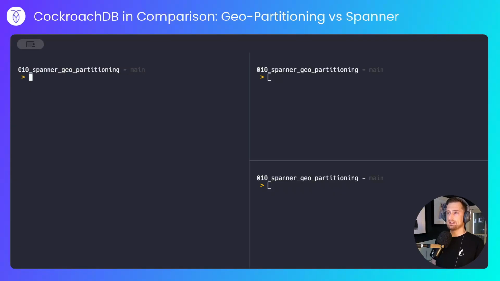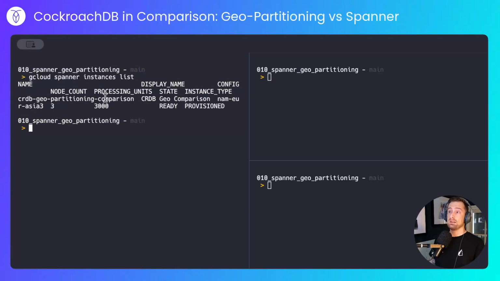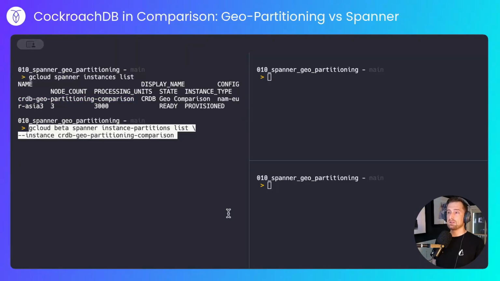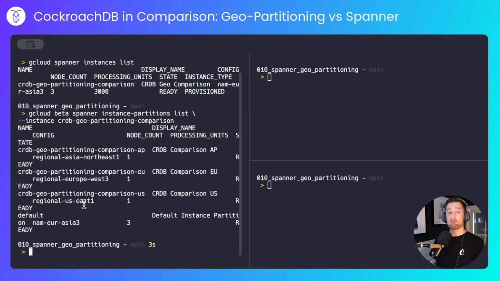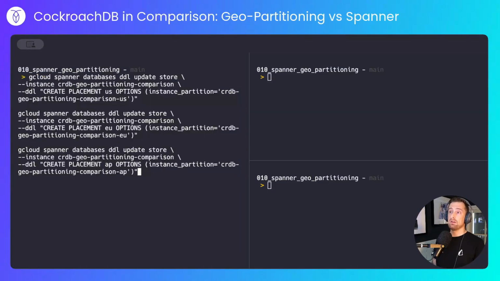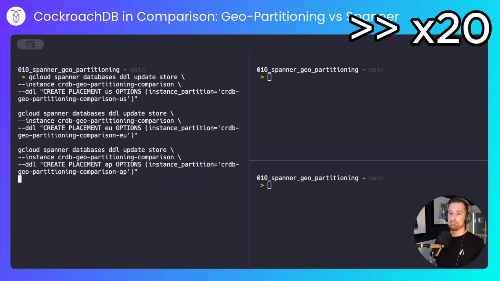With those created, let's see what we've got in Spanner now. I can list my instances, and you can see that I've got my default instance, which is ready to go, and I can list my instance partitions, which shows the default partition and the 3 regional instance partitions. I now have to create placement options for the US, the EU, and APAC, such that whenever the value AP is found, for example, it sends it to the instance partition CRDB geo-partitioning comparison APAC.